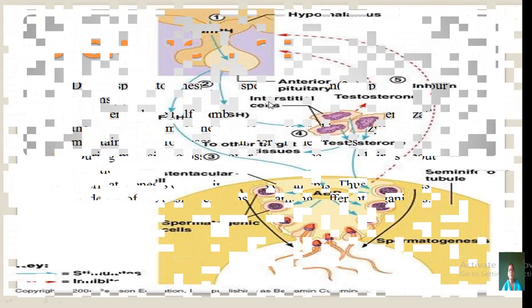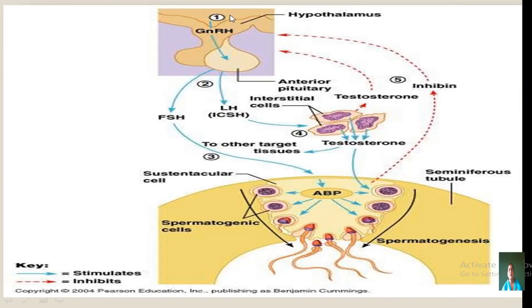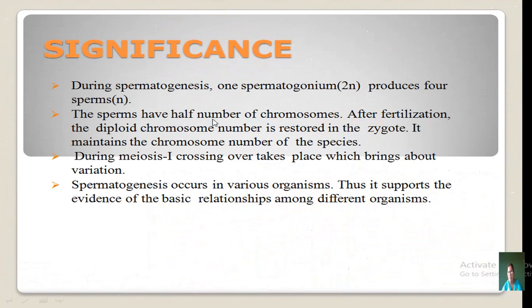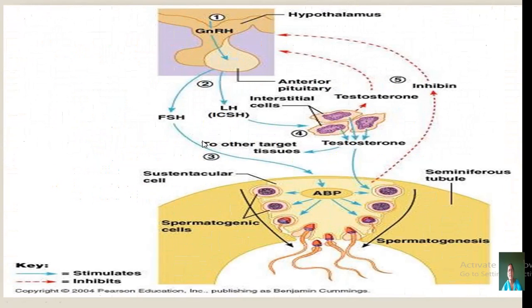Now this is also a diagrammatic view of the hormonal control. In this case, you can see the hypothalamus secreting GnRH. This is the pituitary gland. This is the anterior lobe and this one is the posterior lobe. GnRH stimulates the anterior lobe. The anterior lobe secretes LH and FSH. They stimulate the seminiferous tubule. FSH stimulates the Sertoli cells to secrete ABP, androgen binding protein. This ABP concentrates testosterone, and LH also stimulates testosterone secretion.